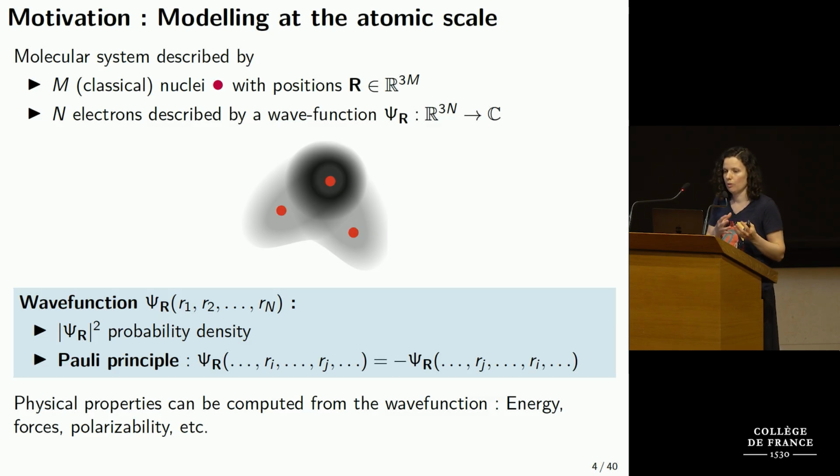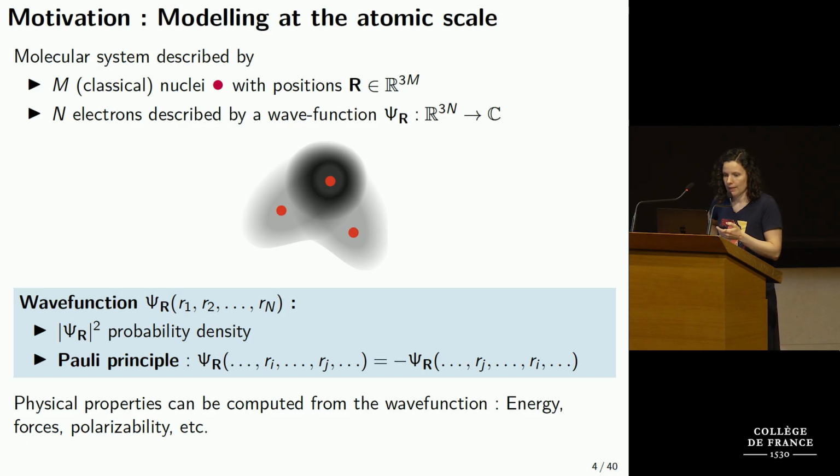The nuclei, due to the fact that their mass is way higher than the mass of the electrons, are modeled as classical particles. So they are characterized by positions R in R^{3M}, when I have M nuclei. This will be my parameters. And then the system has N electrons, which are described by a wave function, psi R, which is a very high-dimensional object. In general, this is a function from R^{3N} to C.